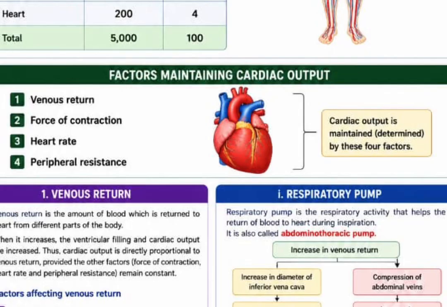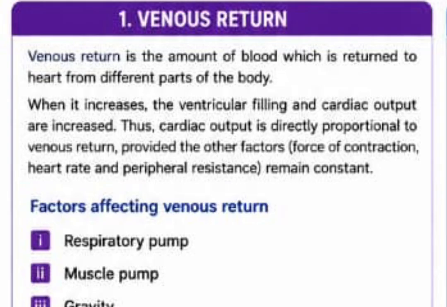So the first one we'll be talking about is the venous return. We want to know what is the effect of venous return on the cardiac output. Is venous return directly proportional or inversely proportional to the cardiac output? That's what we want to know. So what is venous return? The venous return is the amount of blood that goes back to the heart from the venous system. Are you getting that?